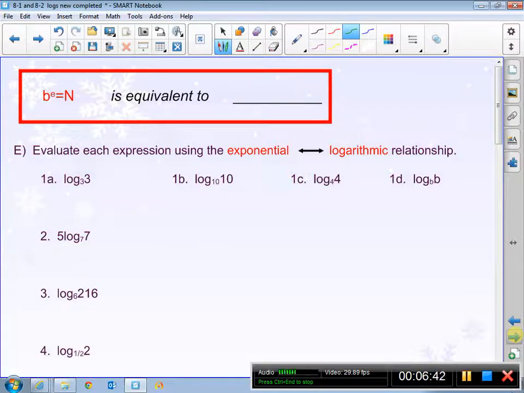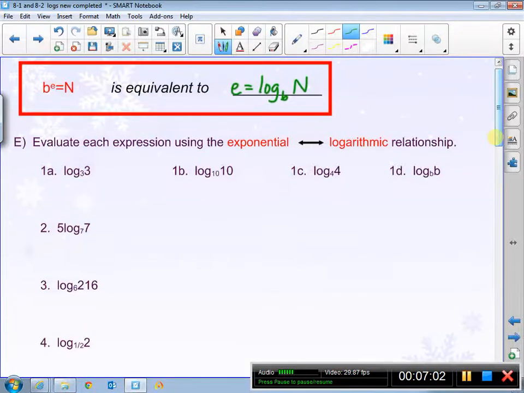So practice now. Do you know how I can rewrite b to the e equals n? The exponent equals the log base b of n. So what we're doing in section E, it says evaluate each expression. So you're going to find a value or get an answer using the exponential logarithmic relationship. That's this that I'm talking about up here, the b to e to log.